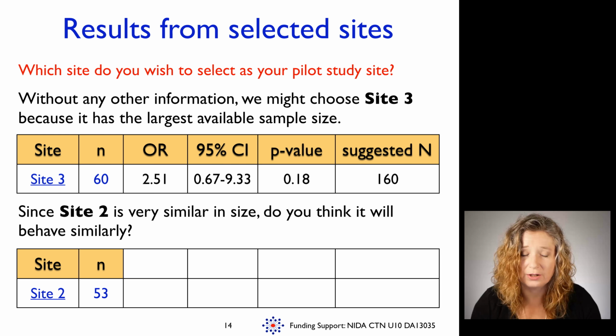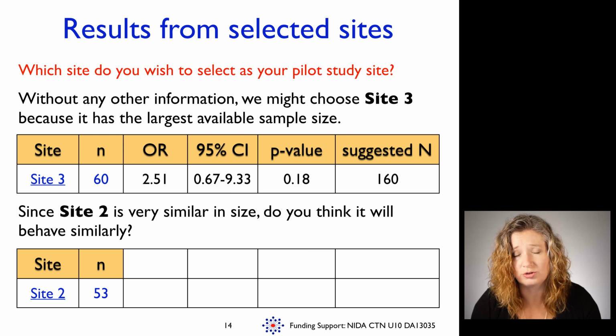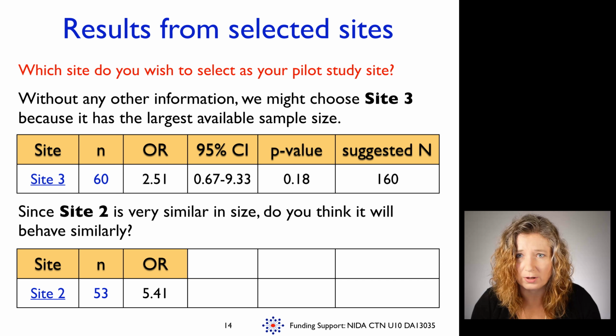In site 2 we had 53 subjects, a little bit less than 60. And when those 53 subjects were randomized to treatment and placebo, TRX and TAU, and their results were analyzed, we obtained an odds ratio twice as big as in site 3. The odds ratio was 5.41. That is a much larger odds ratio than before.